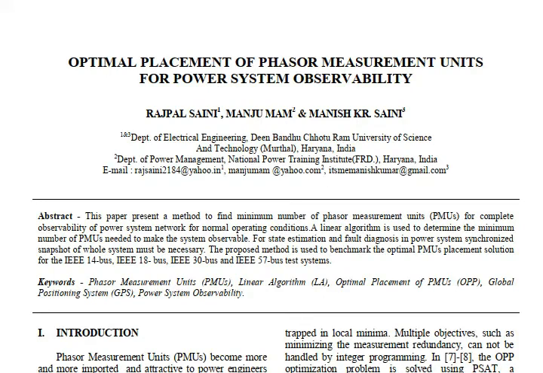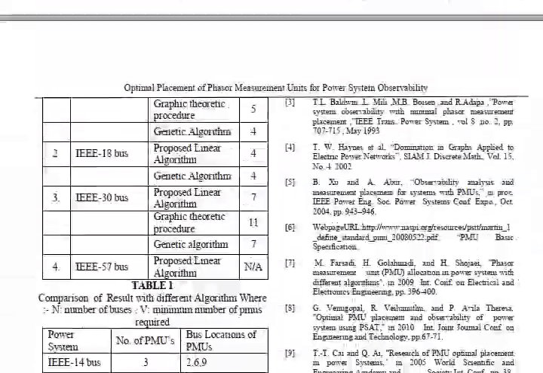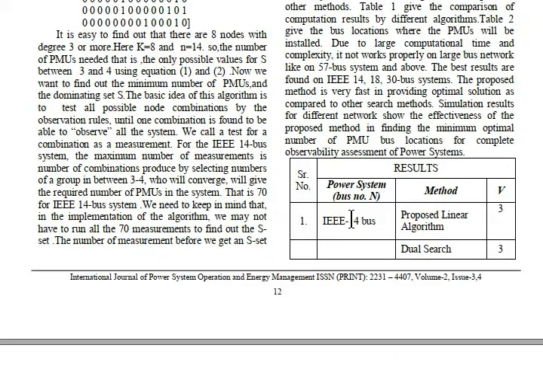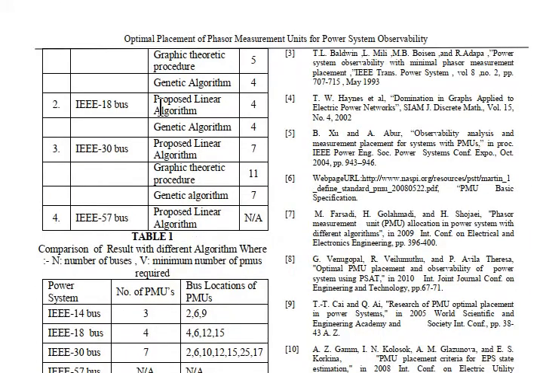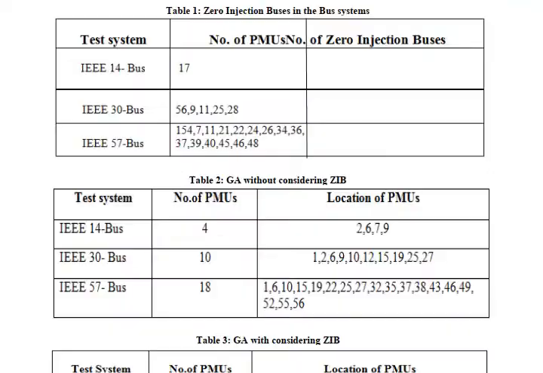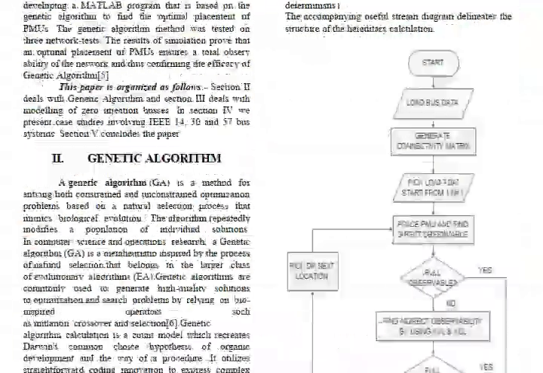So you will be observing results of different research papers. For example, for a power system of 14 buses, the proposed algorithm in this paper has a minimum number of required PMUs, and the minimum number of PMUs required is 3. Similarly for 18 bus, 30 bus, 57 bus, and this is the other research paper that we will be seeing, and this one.